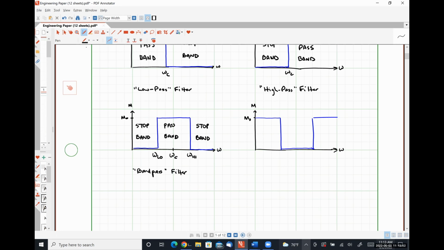So we have a stop band in the middle, which ranges from omega low to omega high and has a particular center frequency. And then we have a pass band that extends from omega low back down to 0, and a second pass band that extends from omega high out to infinity.